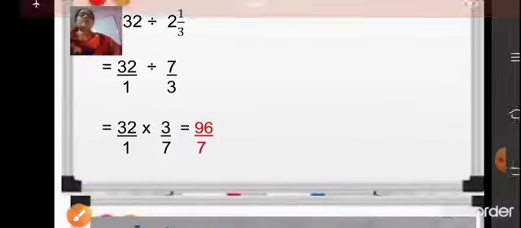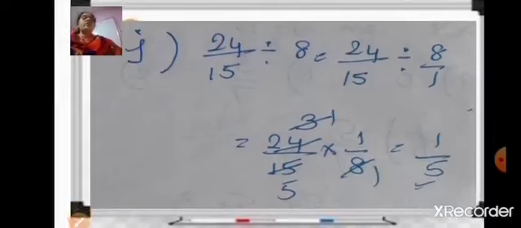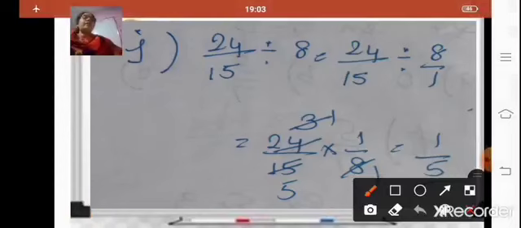Now coming to the next one. Here 24 upon 15 divided by 8. So 24 upon 15 divided by 8 upon 1. 1 will be your denominator. Change the division sign to multiplication. So 24 upon 15 multiplied by the reciprocal of 8 upon 1, which will become 1 upon 8. Now here 24 is divisible by 8. So 8 ones are 8, 8 threes are 24. 15 is divisible by 3. So 3 ones are 3 and 3 fives are 15. So your final answer is 1 upon 5 ones are 5. Okay.